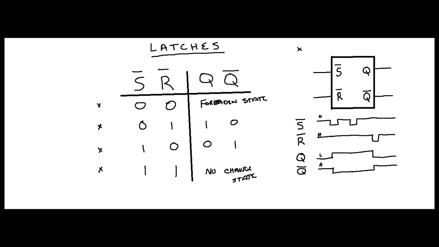Now, you can go through the same exercise if S and R are not negative logic, right? Obviously, these would just flip, but it's very similar. If the set is active, it's going to set Q high and Q bar low. If reset is active, it's going to set Q bar high and Q low. Now, if neither of them are active, it's not going to change. And if both of them are active at the same time, then you have this forbidden state, and you don't want to go there. All right?